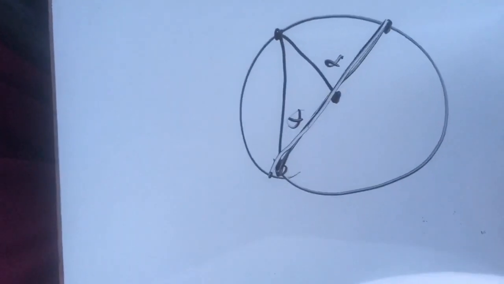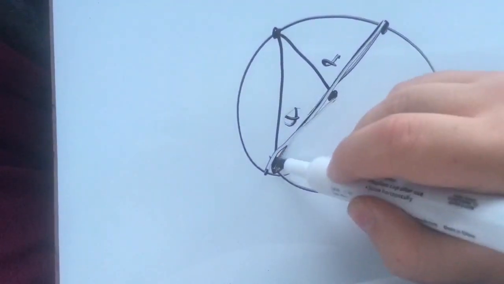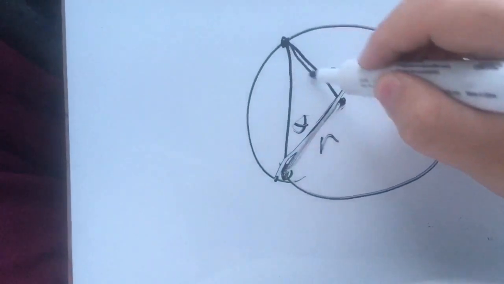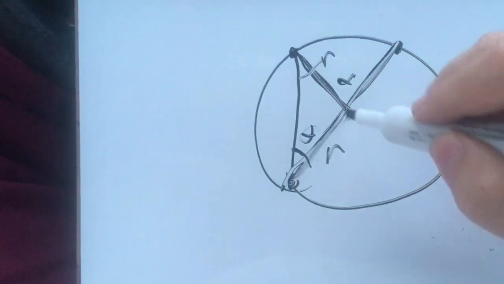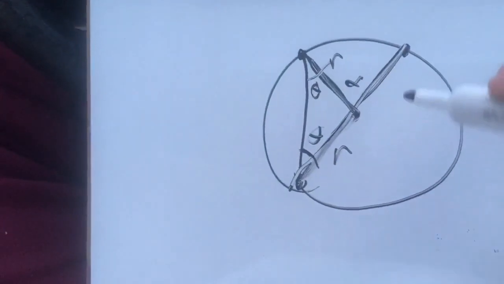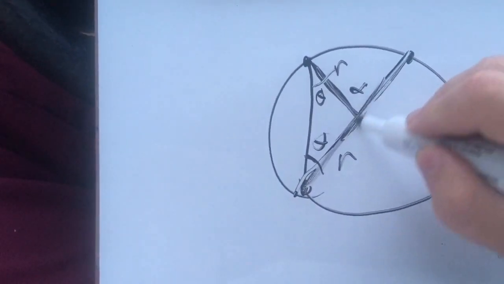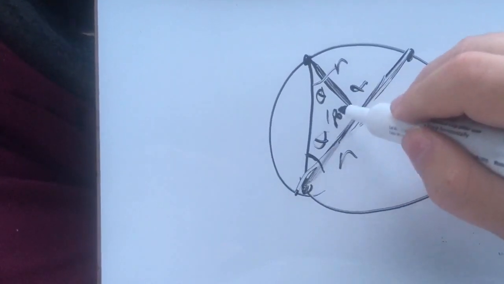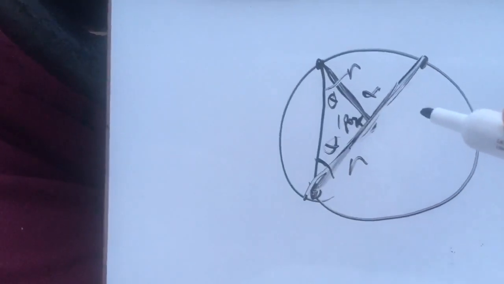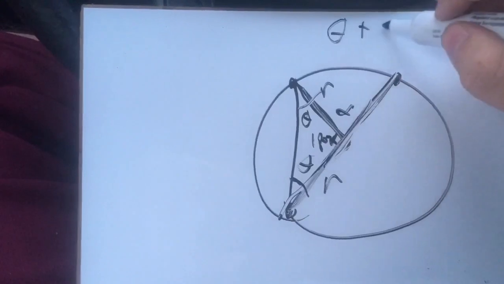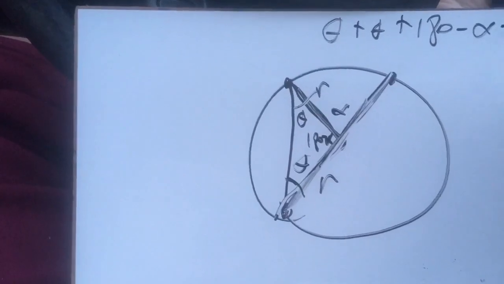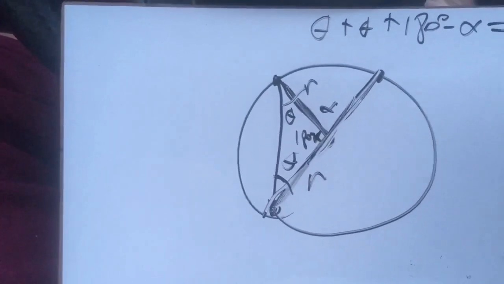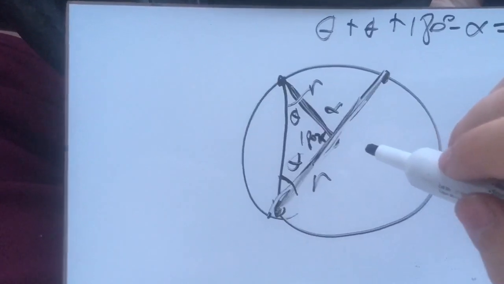what I'm going to have to do is, we know that this is just a radius, and this is just a radius, so these angles must be equal. So this must be theta. And since this angle right here is 180, this angle must be 180 minus alpha, because they are supplementary. So we have theta plus 180 minus alpha equals 180 degrees, because the interior angles of a triangle add up to 180 degrees.